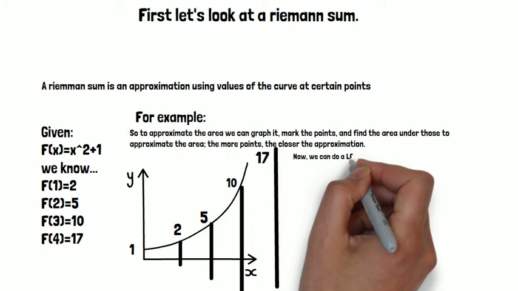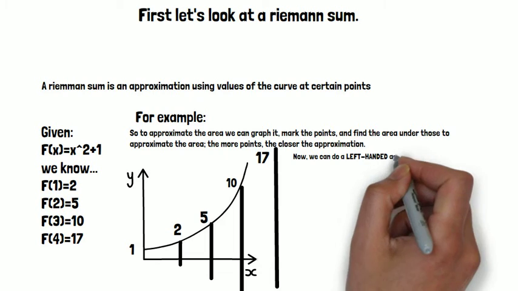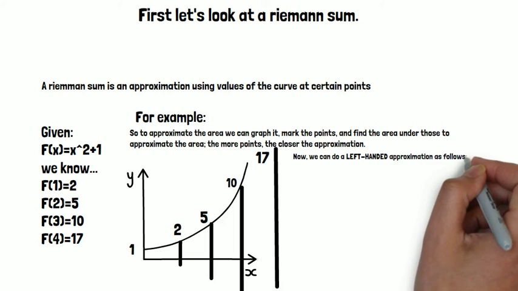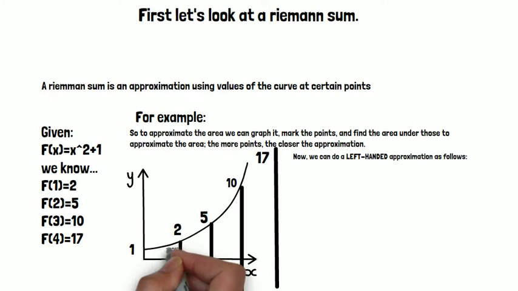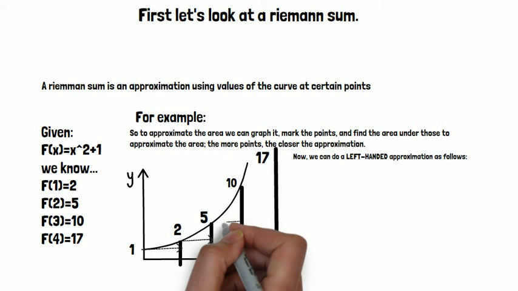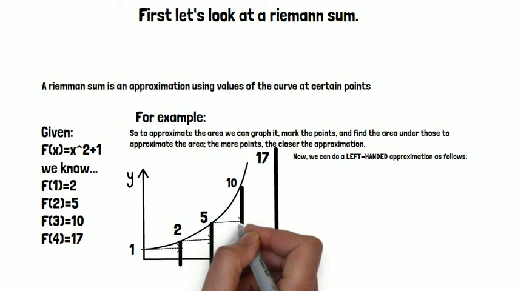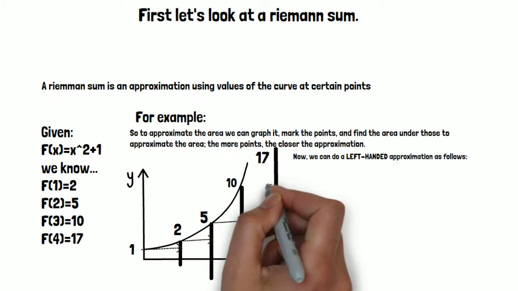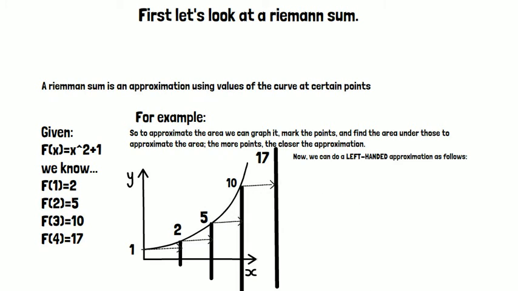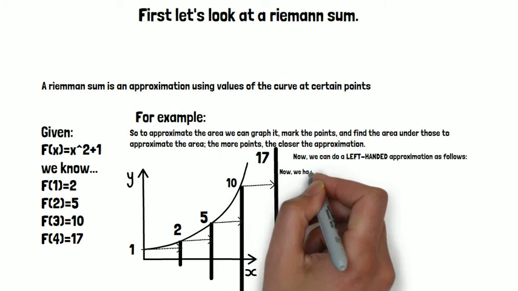Now we can do a left-handed approximation. It's not overly complicated. All we have to do is start on the left side if it is a left-handed sum. If it was a right-handed sum, we start on the other side. Then we connect each left point to the rightmost point, or the second point to the third point. So one connects to the next point, the second point connects to the third point, and the fourth point connects to the fifth point, and so on and so forth if we had more points.